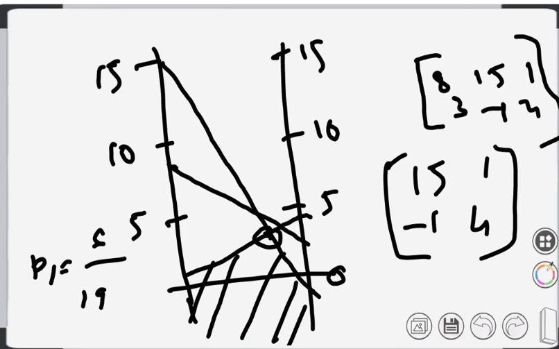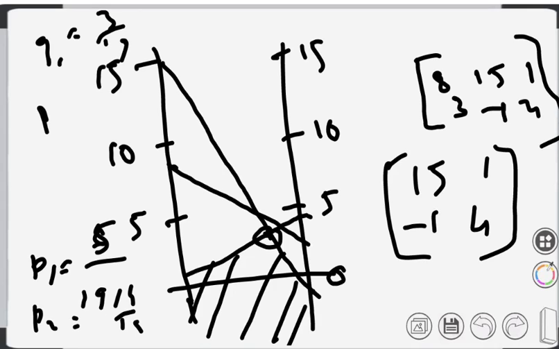P1 is 5 by 19, and P2 is obviously 14 by 19. And Q1 is 3 by 19, and Q2 is 16 by 19.